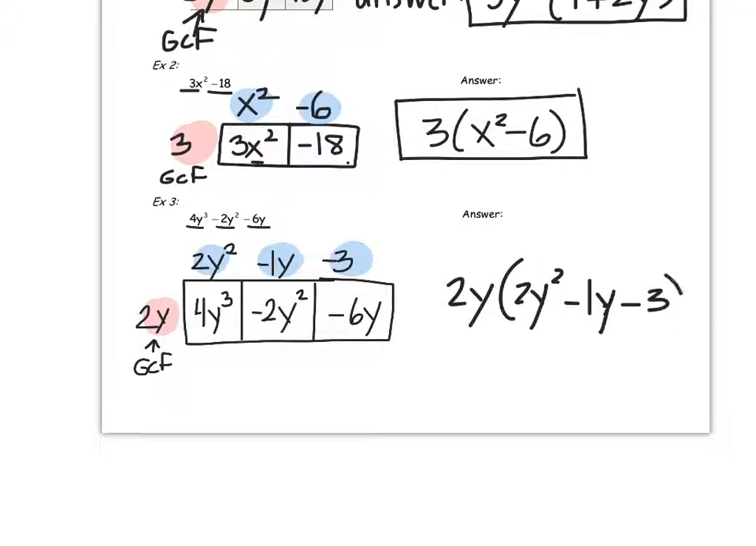And let's just double check this to make sure. 2y times 2y squared is 4y cubed, check. 2y times negative 1 is negative 2y squared, check. 2y times negative 3 is negative 6y. All right, so this is our final answer.